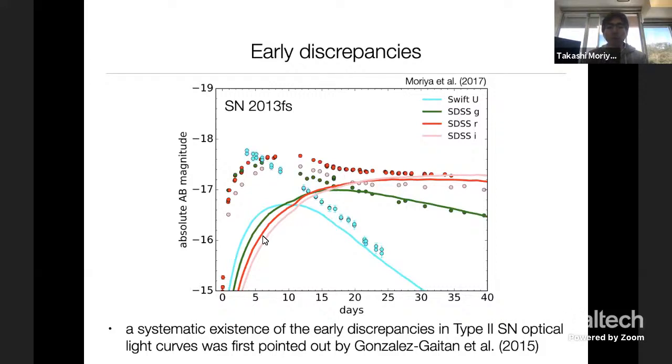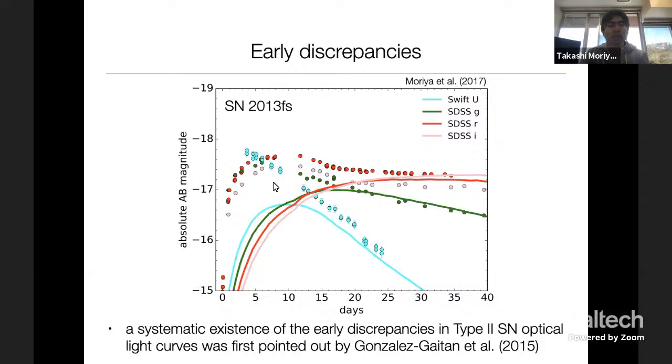Theoretically, we expect the optical light curve to have a rise time of more than, let's say, 10 days or so. But from about 6 years ago, we started to realize that type 2 supernovae systematically have a much quicker rise time than we expect from the theoretical light curve. And so the question back then was why there is this big discrepancy.